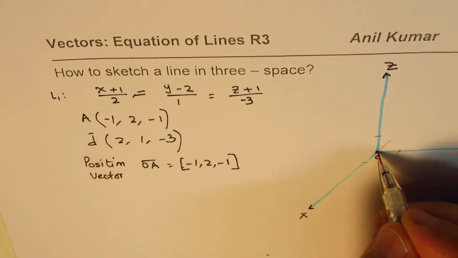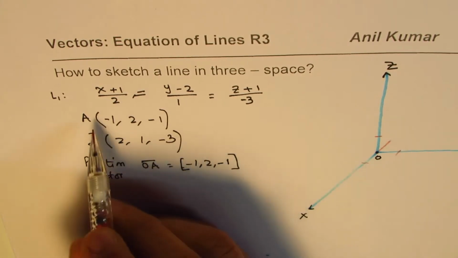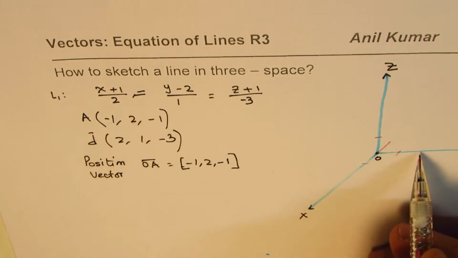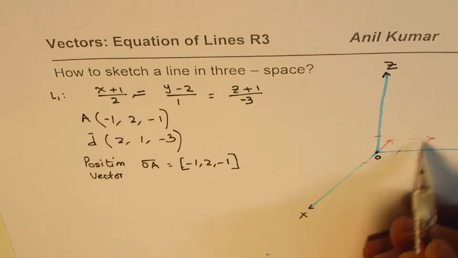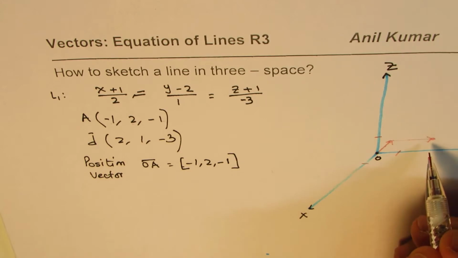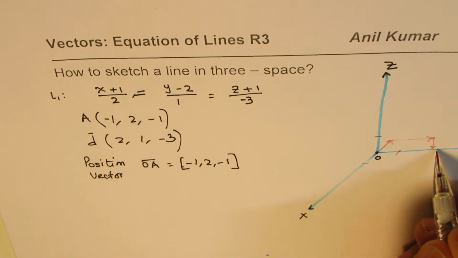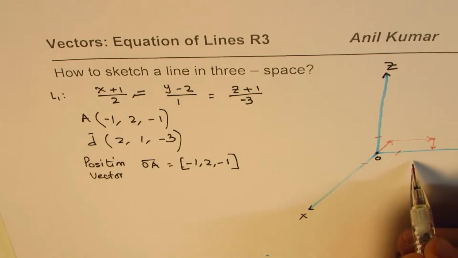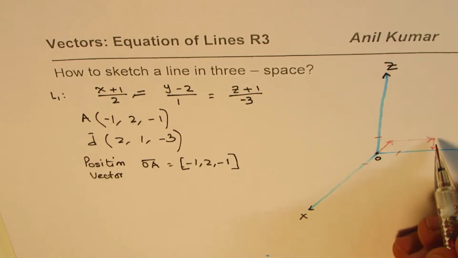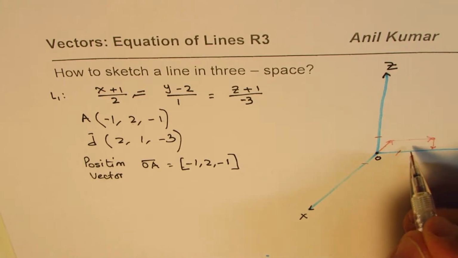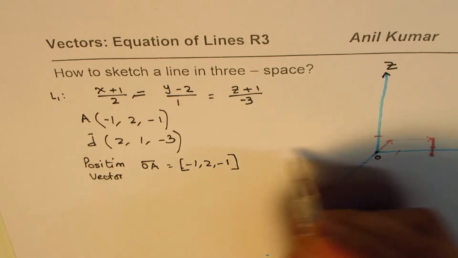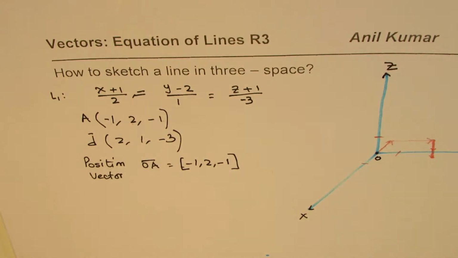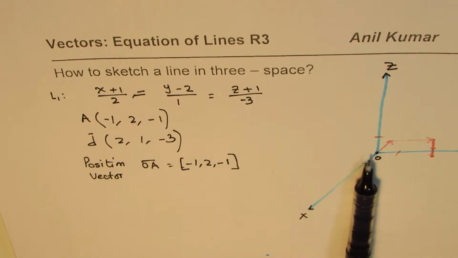So minus 1 means that I move 1 unit inside, along the x. 2 is along the y, so this is 1 unit, then 1 more unit. So first move here, then here. So this is minus 1, this is 2, and then minus 1, go downwards. I don't have a graph paper, but anyway, let me keep it here. Let's say this is my 1 unit along the z. I'm going downwards, right? It will seem as if my line is basically on this plane.